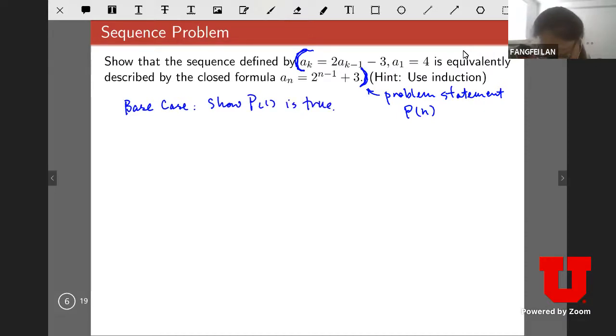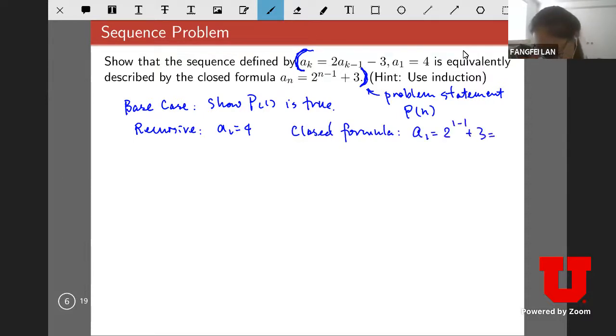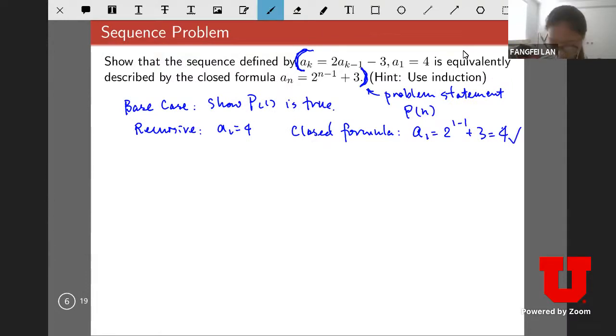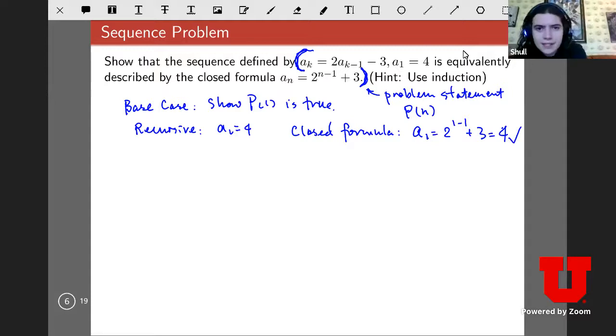So the recursive formula says A1 is 4, that's given. Then with the closed formula, A1 is equal to this, which we just did. So the base case is true. Okay, what do we do now? What's the next step? Inductive hypothesis.